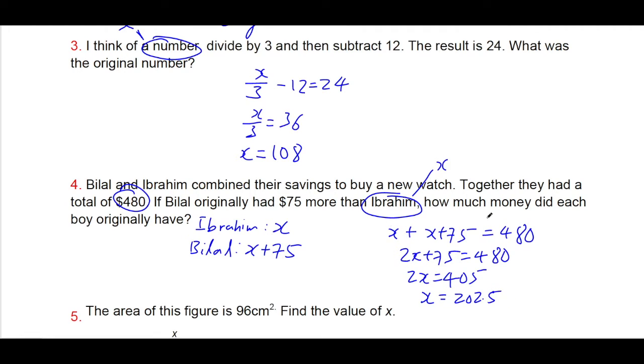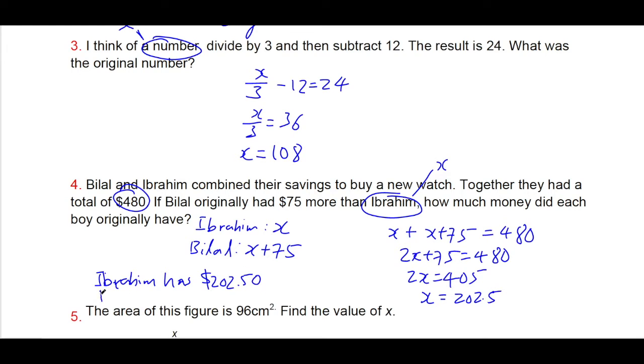The question says, how much money did each boy originally have? So you can say, Ibrahim had how much? Actually, I'm just going to write the full name. Ibrahim had X, right? So he had $202 and 50 cents.